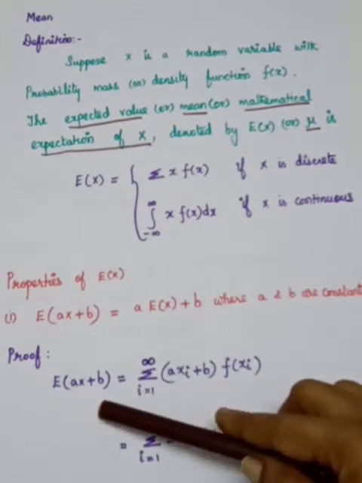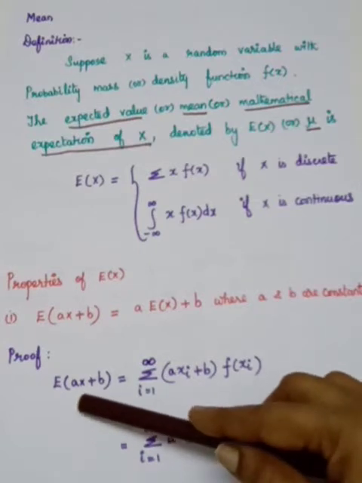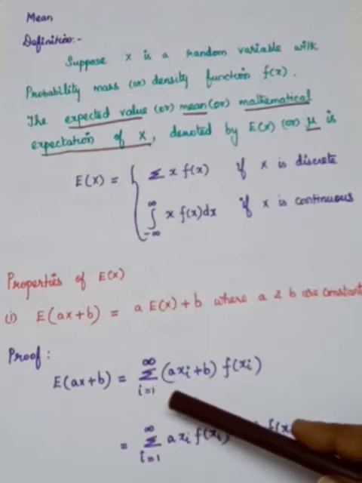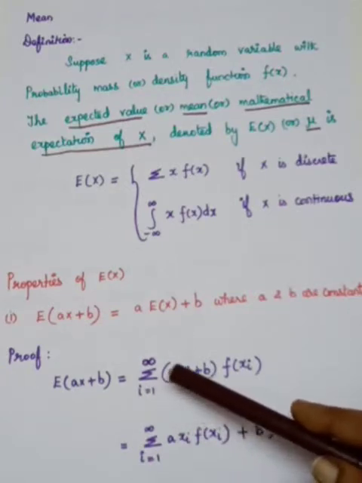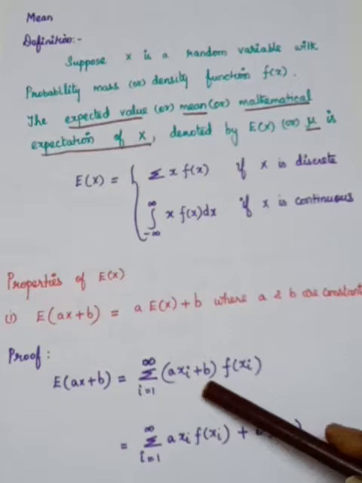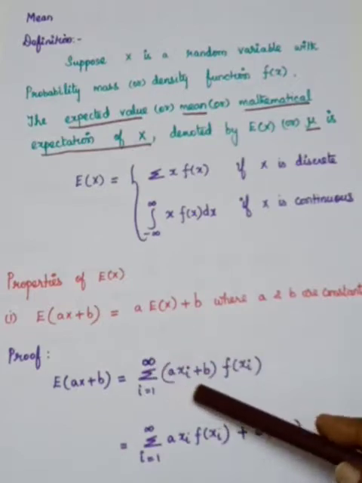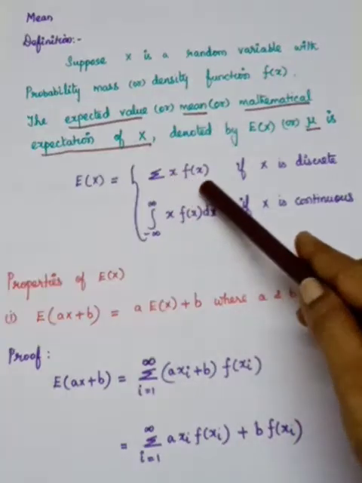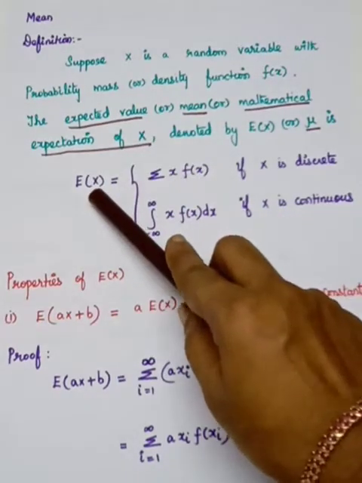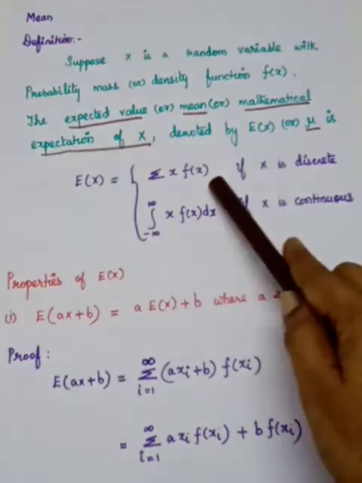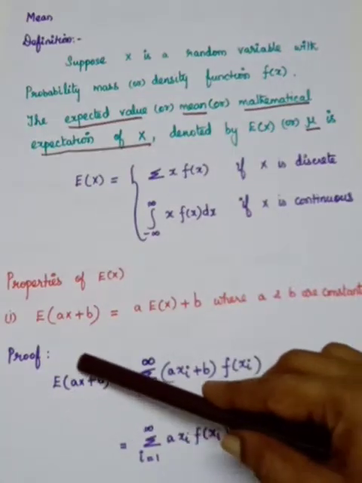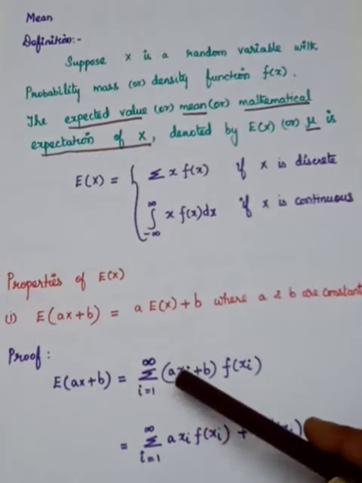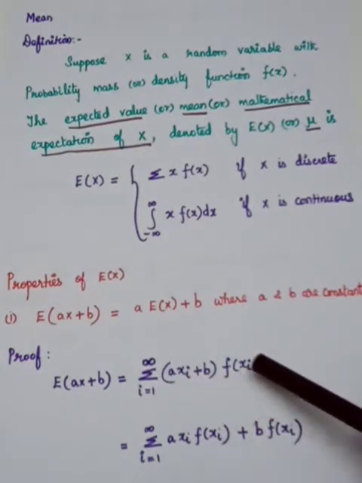E of ax plus b. Here I have considered x is the discrete random variable, so here I have used summation. So summation of axi plus b into f of xi. Why I have written this? For E of x, the formula is summation of x into f of x. If you are having x here, you have to write x into f of x. So in the same way, in the place of x, here you are having ax plus b. Therefore, axi plus b into f of xi.